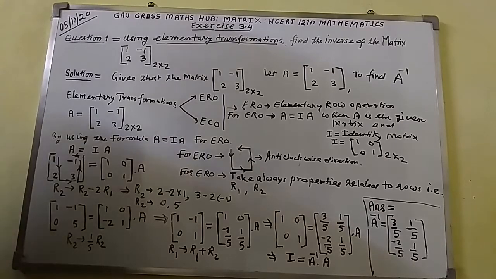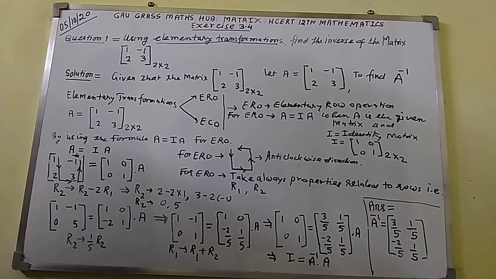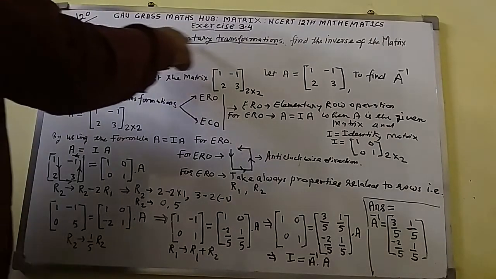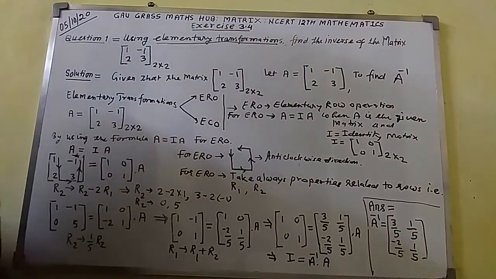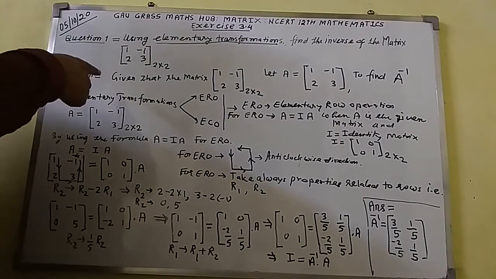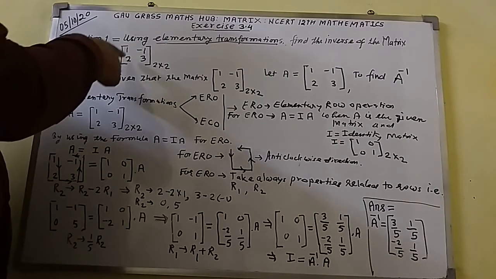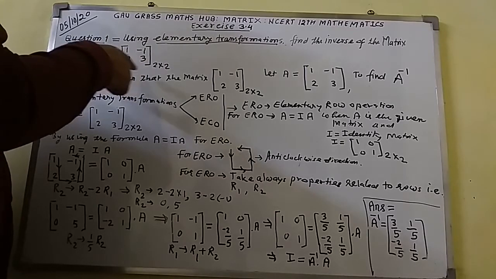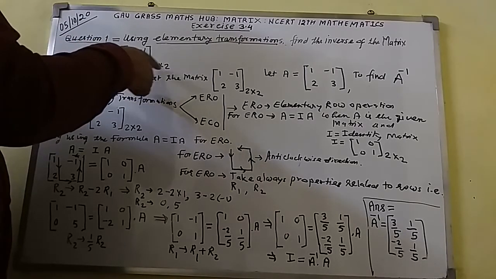Here I have question 1. Second, question 1 is: using elementary transformation, find the inverse of the matrix. The given matrix in the question itself is [1, -1; 2, 3]. The given matrix is of order 2 cross 2.